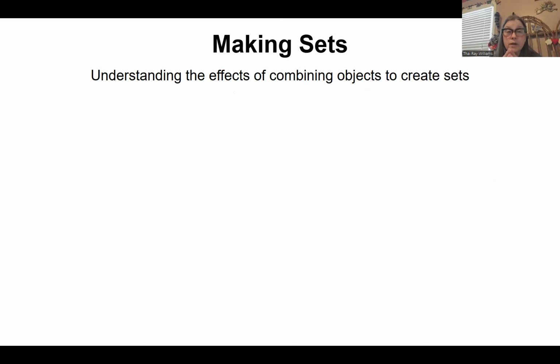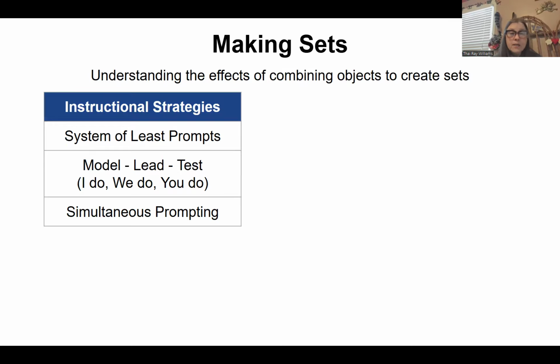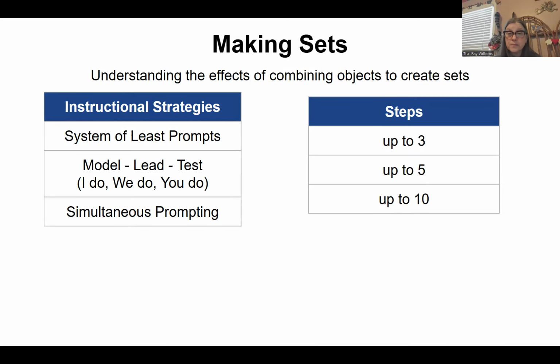All right, next we're moving to our next skill in early numeracy, which is making sets. And that's really understanding that you can combine objects and that creates a set. So if I put this group of objects together, that's a set of four, for example. And so instructional strategies that are EBTs or research-based practices are system of least prompts, model lead test, and simultaneous prompting. Again, you could use constant time delay. I'm not telling you these are the only ones that you could use. And our steps that we typically teach are we teach making sets up to three, then making sets up to five, and then making sets up to 10.